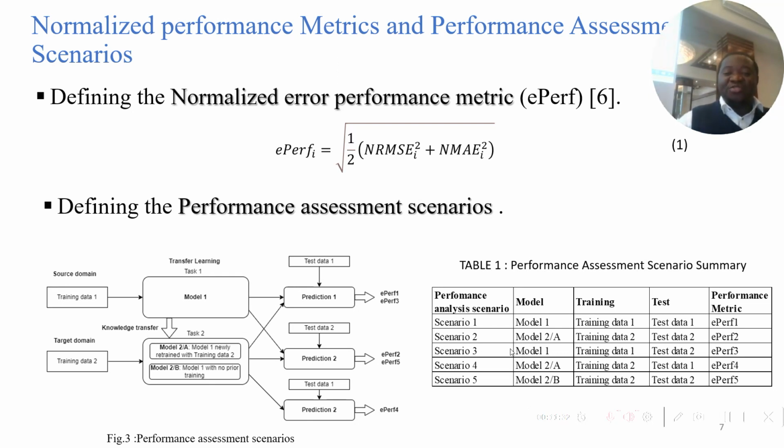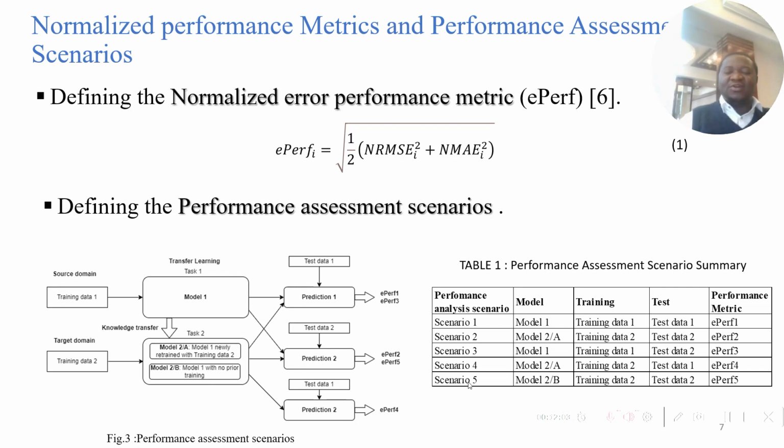Now we've got scenario 3, where we have a model that has been trained in the source domain, but now look here, it was trained in the source domain, but we are testing it with the data from the target domain, all right? And scenario 4, we have the model, obviously, that was pre-trained in the source domain. It continued training in the target domain, but when we do the testing, we test with the data from the source domain, right? And when we calculate the performance, we call it ePerf4.